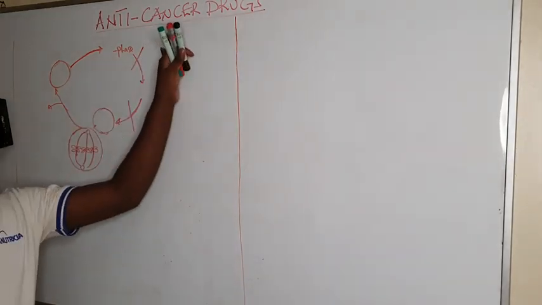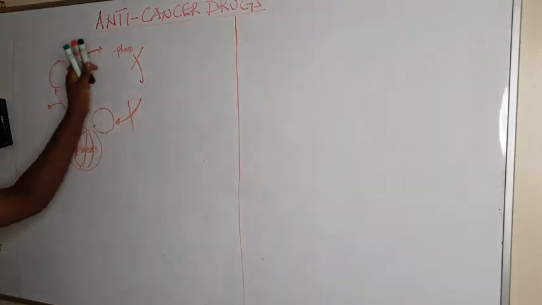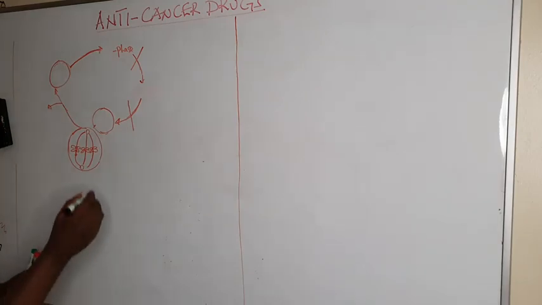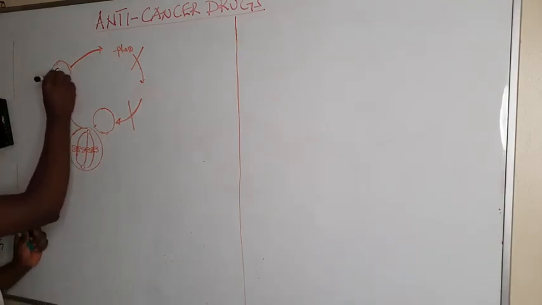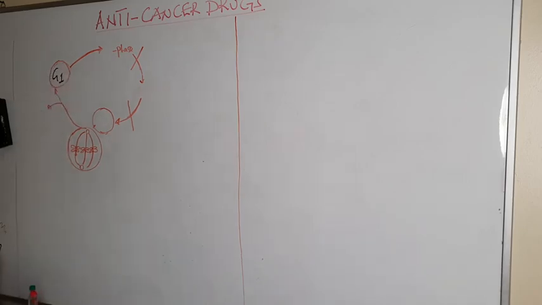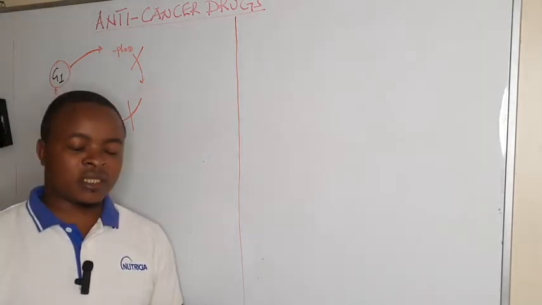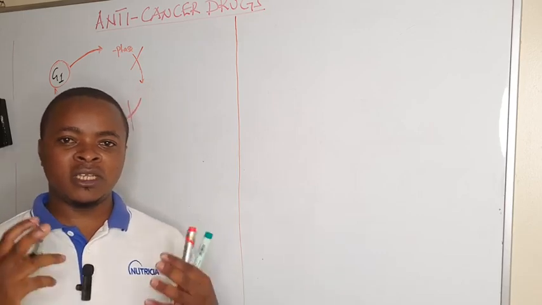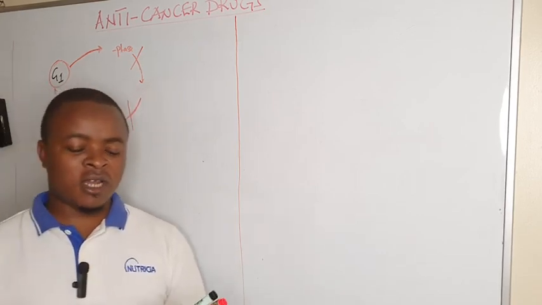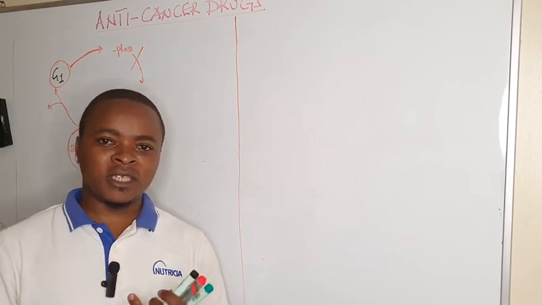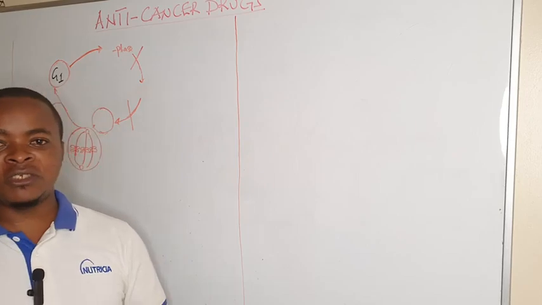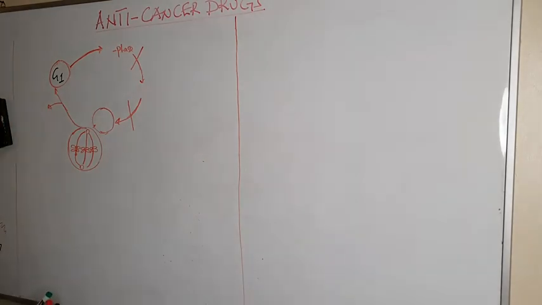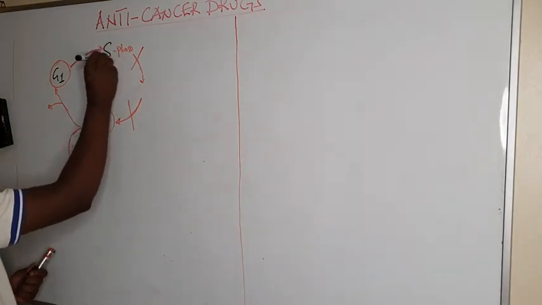So before we begin anti-cancer drugs, let us look briefly at a snapshot of the cell cycle. This cell cycle begins with the gap 1 phase, which we call G1 phase, whereby the cell is preparing to enter the synthetic phase, or what we call DNA replication. So it is making enough enzymes responsible for DNA replication, making enough proteins required, like the nitrogen bases. Then it enters into what we call the S phase.